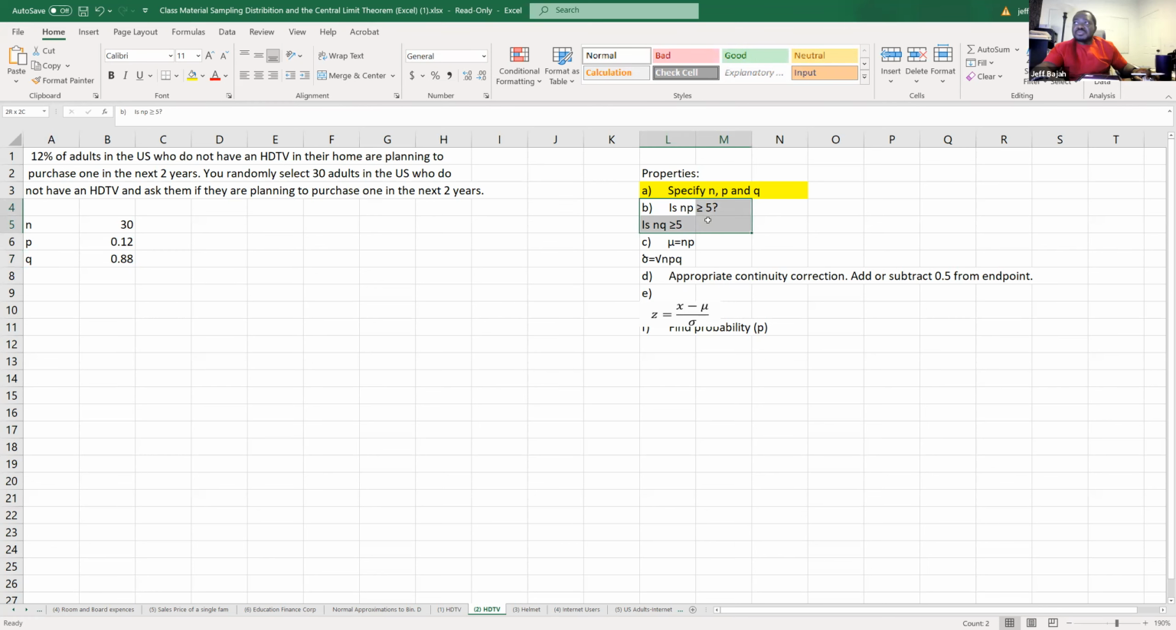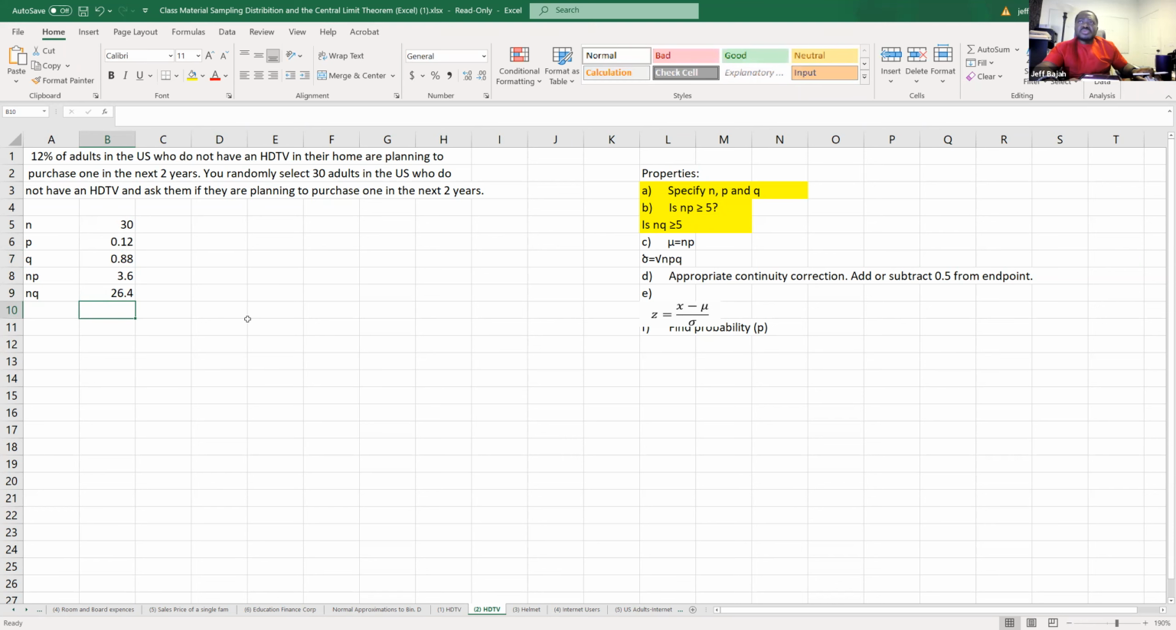So let's do the second step. The step is N times P. So we're going to come here and say N times P, and that's equal to this. And then for the second one, NQ, and that's N times Q.